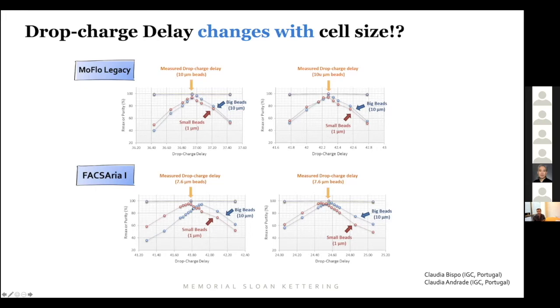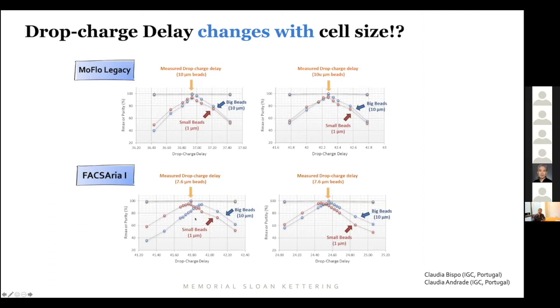And so, looking at this, we were quite intrigued and quite surprised to see that if we measure the AccuDrop, depending on the size of the particles, we would be missing the drop altogether. In fact, for this drop charge delay, we're actually losing 20%, so only recovering 80% rather than 100%.